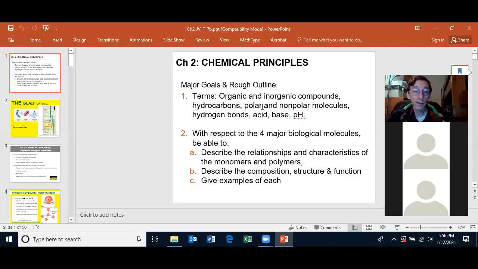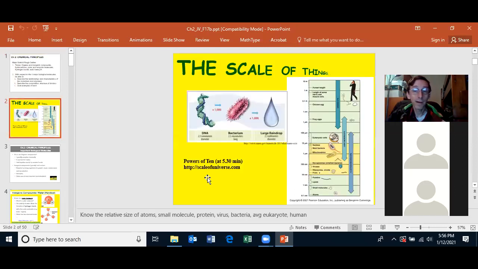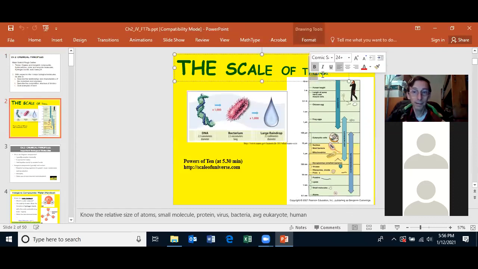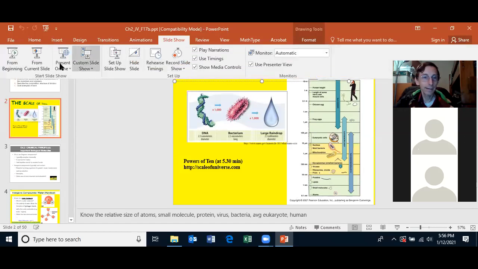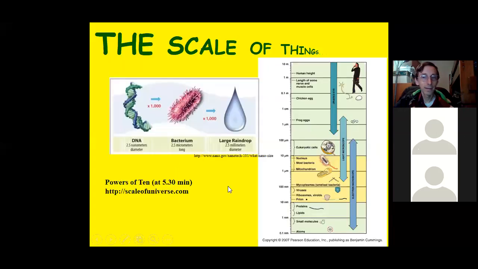All right, any questions about what we're going to be looking at, what the major goals are? If not, let's take a look at the scale of things. Let me see if I can blow that up a little bit. Move this over. Actually, I can do it easier from this way. Ta-da. You should know the scale of things.